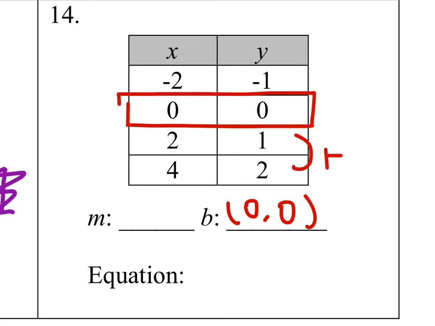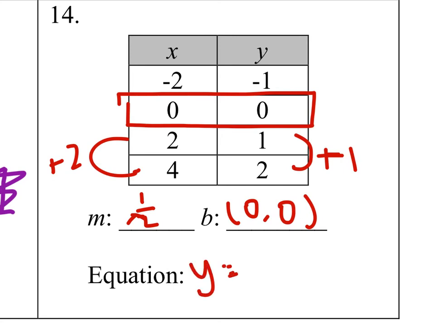Sarah, would you mind explaining why you do it, please? Oh, yeah. So this one has the 0, so that's the y-axis. And then going from 1 to 2, you add 1. And then from 2 to 4, you add 2. So it'll be 1 over 2. And then y equals 1/2 x plus 0. Bam. Excellent work.